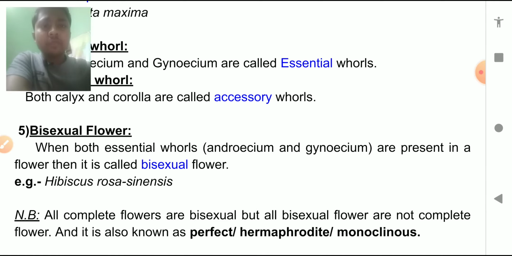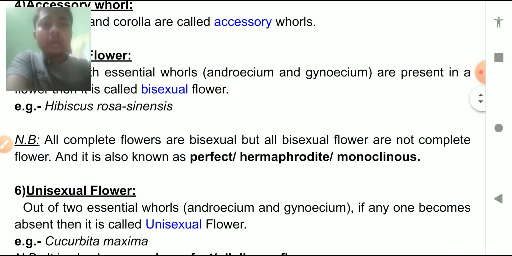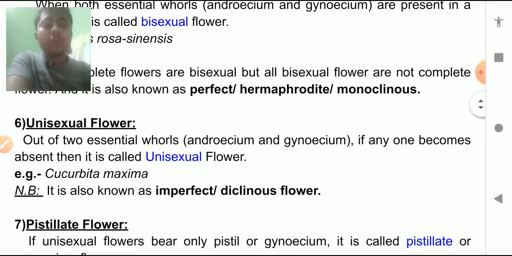At the same time, a bisexual flower is also called a perfect flower, hermaphrodite flower or monoclinous flower. So these three terms are of equal importance as bisexual flower. Now we discuss the unisexual flower.